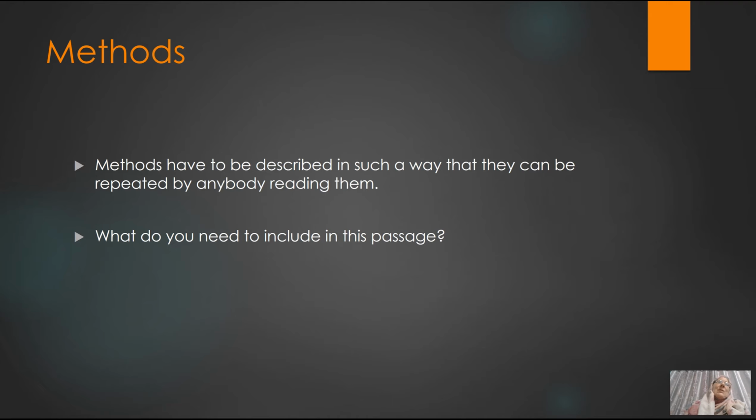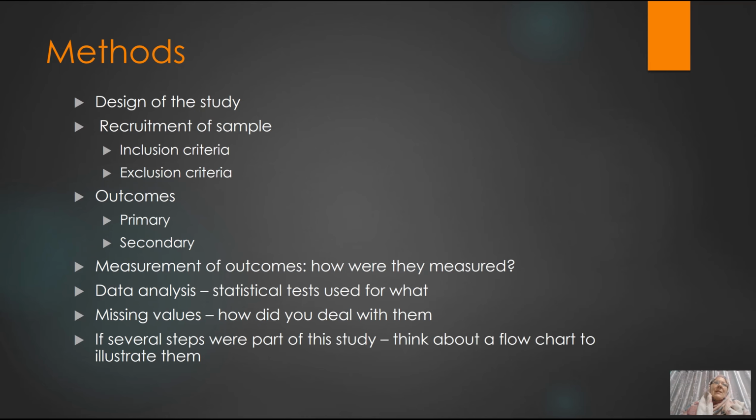So what needs to be included in this passage of the methods? You have to describe the design of the study clearly. You have to be very clear on how your sample was recruited, with inclusion criteria and exclusion criteria. You have to report the outcomes you were looking for, primary outcome and also secondary outcomes if you had some. You want to describe the measurement of outcomes. So how were they measured? You have to be very clear about the data analysis and the statistical tests you used in your data analysis.